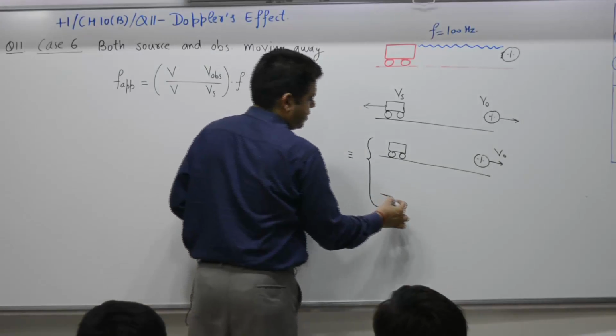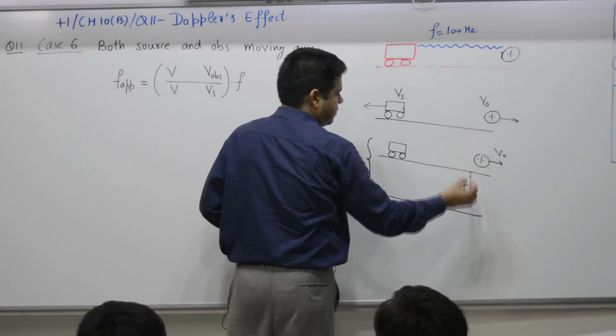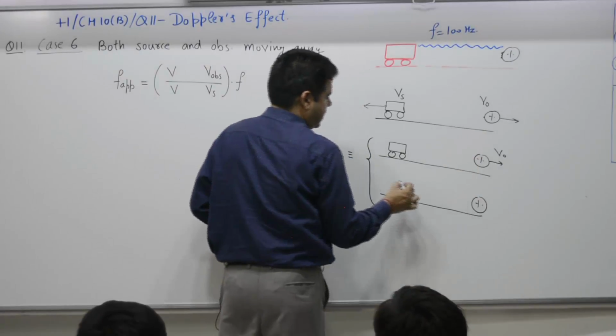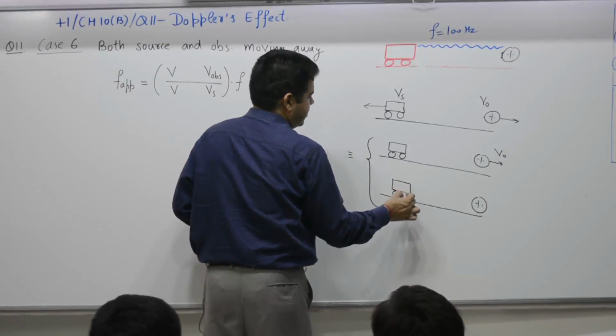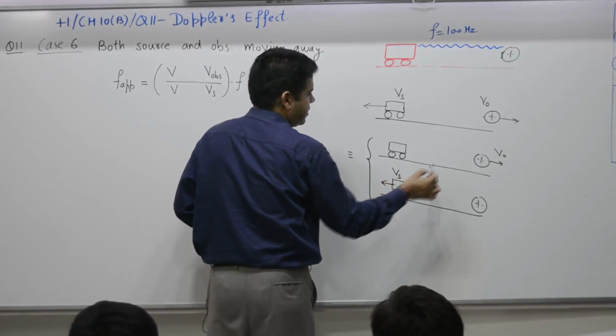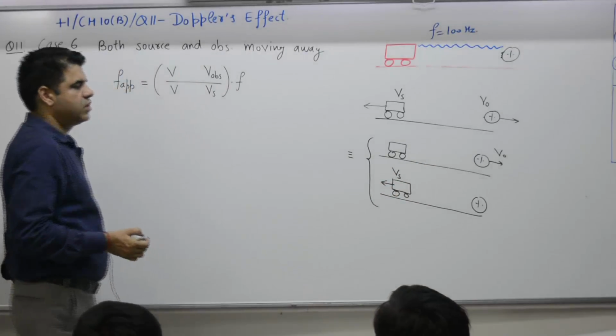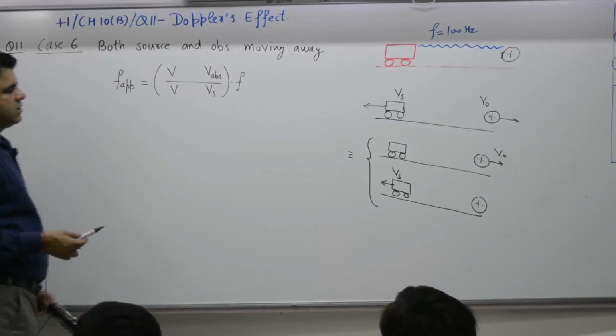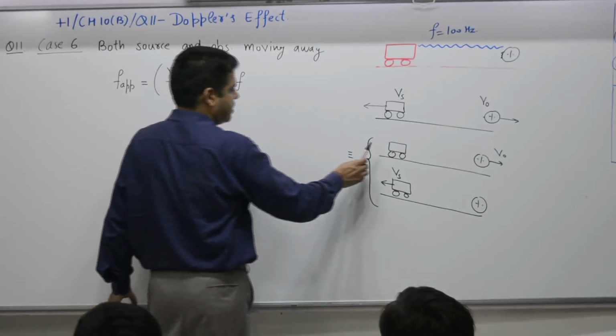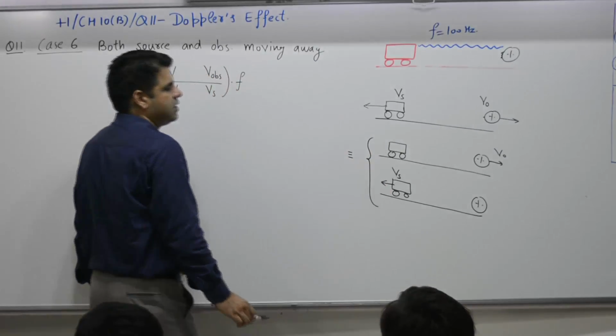Second, you can take this observer to be at rest and move the source away to decide the sign with the source. So it is a combination of two cases. You can refer to the notes and come out with an answer. This is case number what?